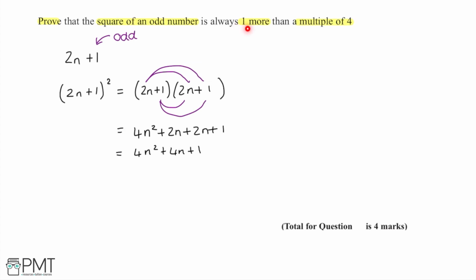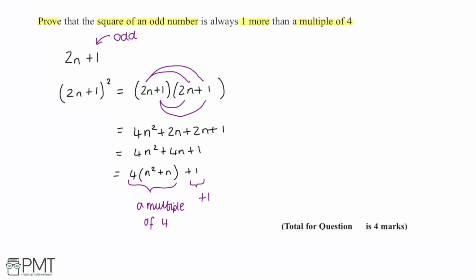And now if I'm looking to prove that this square, so this 4n squared plus 4n plus 1, is always one more than a multiple of 4, if I factorise out the 4 to get it in terms of a multiple of 4, I can then see what I have left over. So if I take 4 lots of n squared plus n, and then I can add on this 1, leave this 1 separately at the end. Now this part of the expression here shows a multiple of 4. And then here I have a plus 1. So this is going to be 1 greater than a multiple of 4.